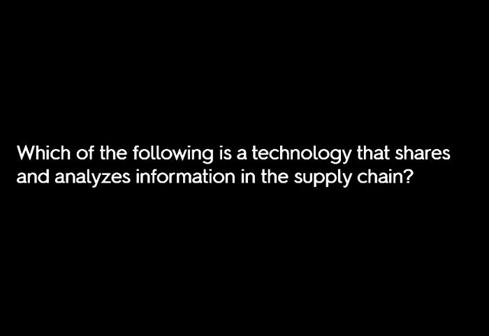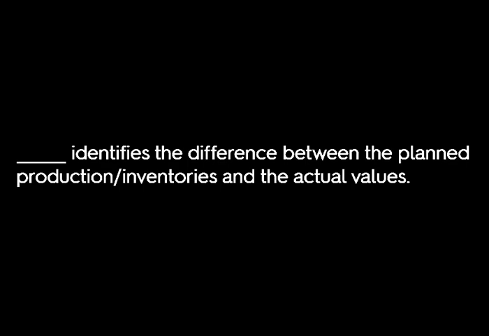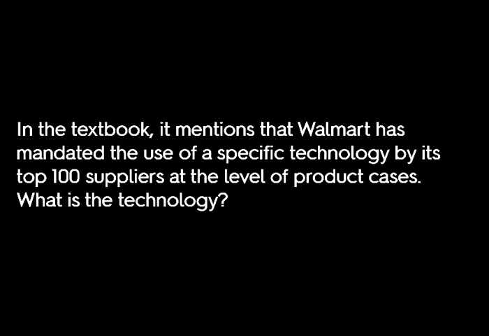Which of the following is a technology that shares and analyzes information in the supply chain? Internet. Blank identifies the difference between the planned production inventories and the actual values. Variance from plan. In the textbook, it mentions that Walmart has mandated the use of a specific technology by its top 100 suppliers at the level of product cases. What is the technology? RFID.